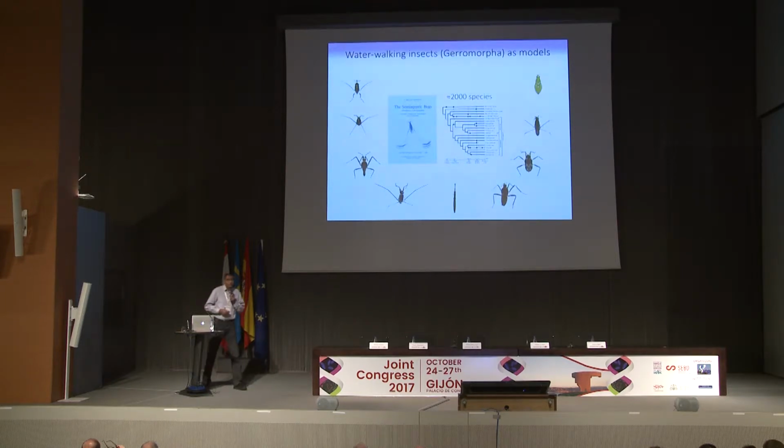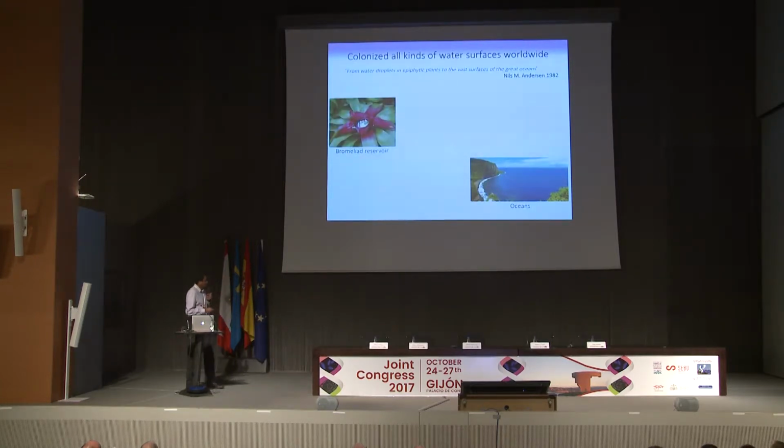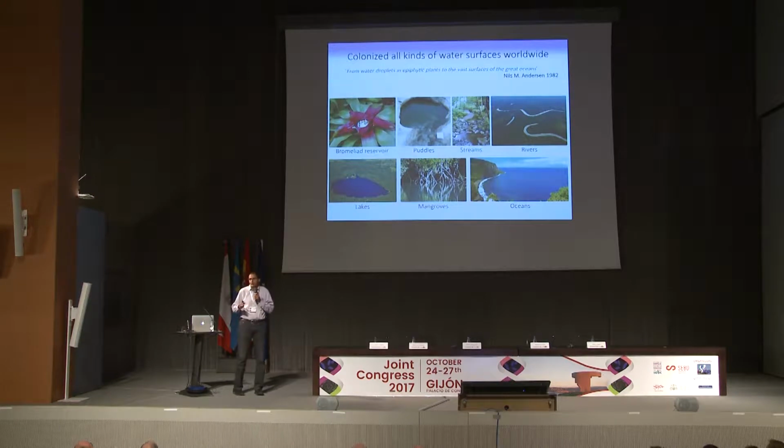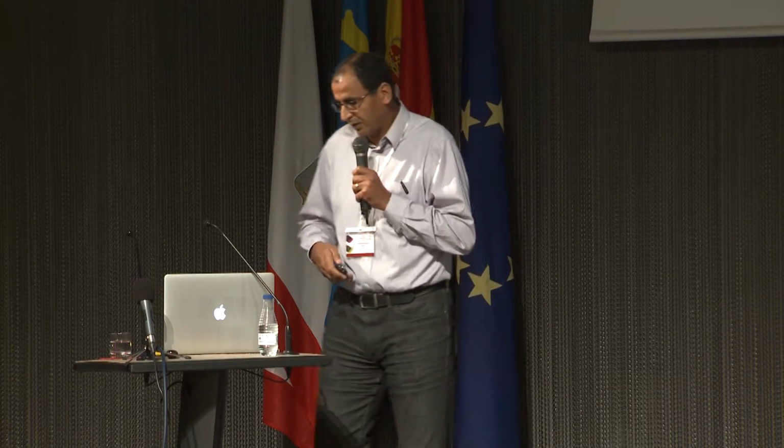The group of insects we use to study these questions is a group called the Gerromorpha. These are insects that live on the water surface. They are quite diverse, and you will find them everywhere except in the poles. You can find them in any type of water surface. You can find them in small reservoirs of water in the bromeliads. You can find them also hundreds of kilometers away from the shore in the open oceans. And you can find them everywhere in between. They are extremely diverse, and they have adapted to these different habitats, and they have diversified in a striking way.